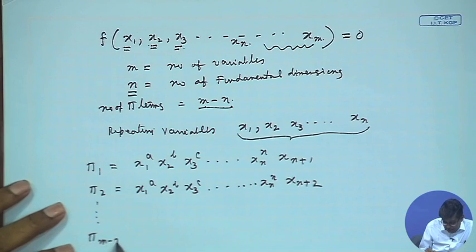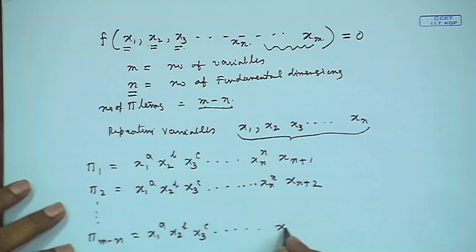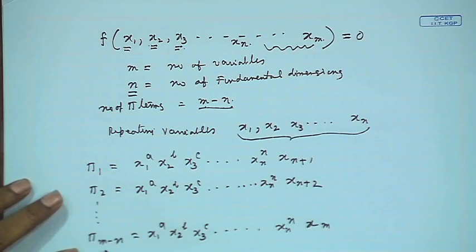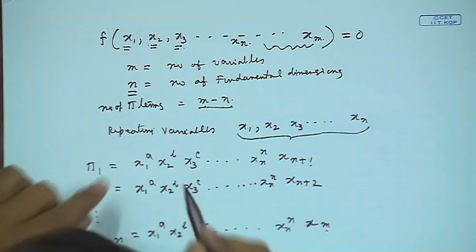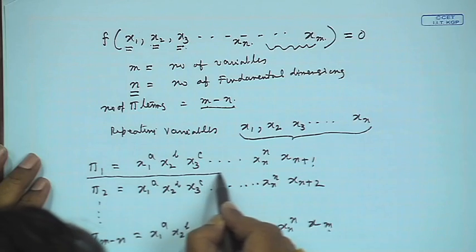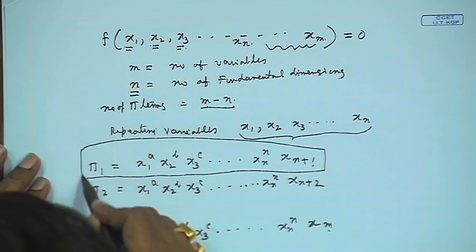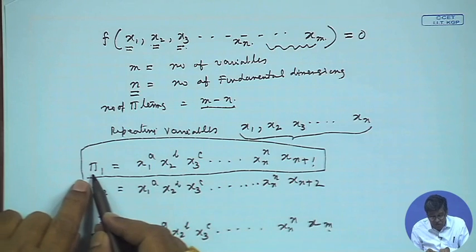Pi m minus n will be x1 to the power a, x2 to the power b, x3 to the power c, up to xn to the power n, into x n plus 1, n plus 2, up to x m. So, this way we can form the pi terms. Now, all the indices a to n are different for different pi terms. What we do now, for each pi term, is replace the dimensional formula of each variable, with the indices there. This is a non-dimensional quantity.